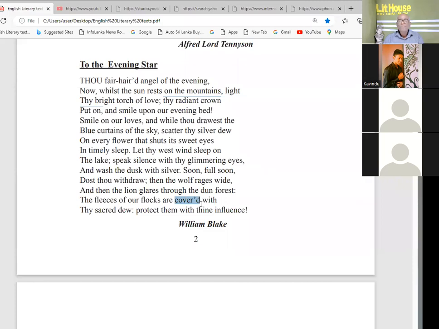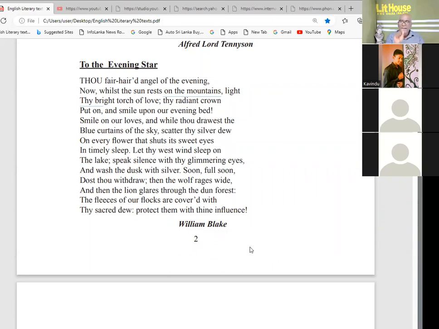We, all innocent people and animals, are already covered. Covered means protected. Already protected with thy sacred dew. Sacred dew means holy waters. Dew means water. What is this holy water really? Holy water means the evening star's silver light. Like here, silver dew. Silver dew and sacred dew are the same thing. We are already protected by your silver light, thy sacred dew. Protect them with thine influence. Thine means yours. Protect everyone with your influence. Influence means power. Right. Now that is the idea of this poem.